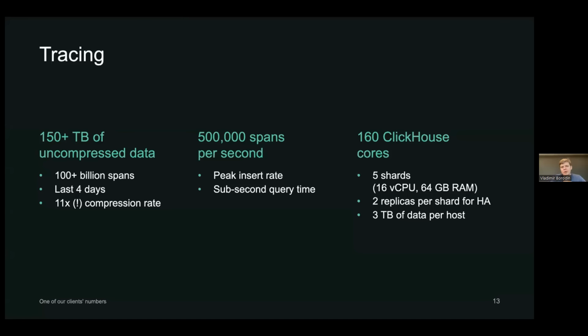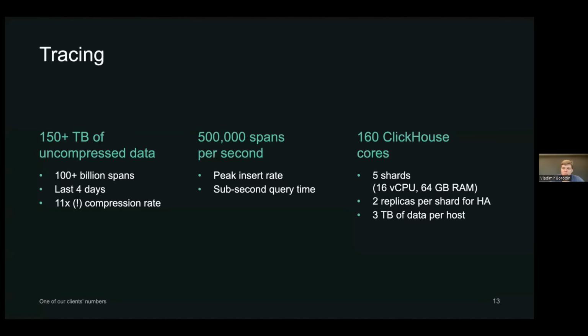These are the numbers of one of our clients. They're not our numbers, because we use tracing only for the control plane, where there is no really heavy load. But one of our clients uses our managed ClickHouse service exactly as a Jaeger backend. That client is a high load web service. Unfortunately, I can't name the company, but the numbers are really impressive.